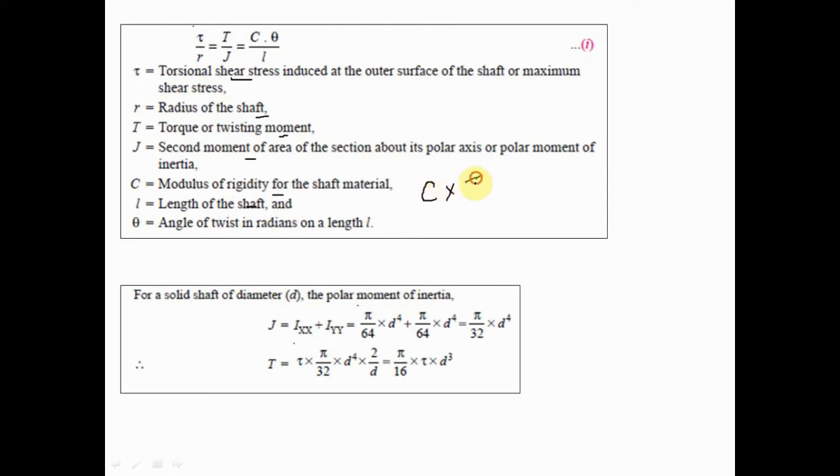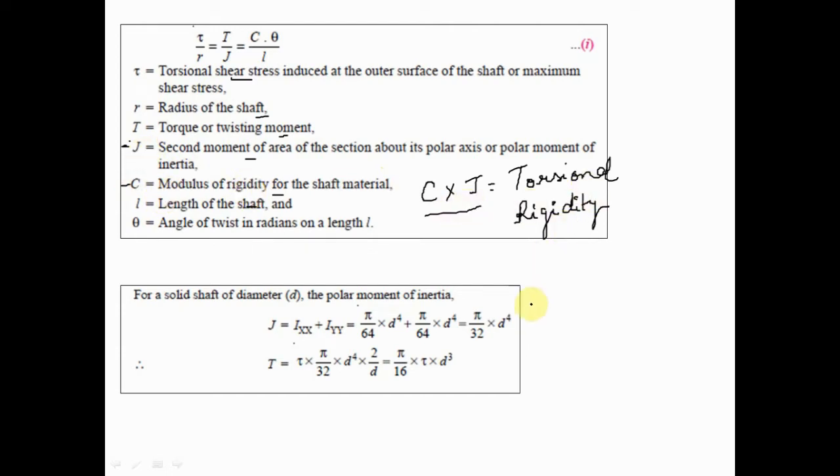So this is known as torsional rigidity. Sometimes in objective questions this is asked, so just as information I am sharing that C times J is known as torsional rigidity. So C times J, where J is the polar moment of inertia and C is the modulus of rigidity, that is known as torsional rigidity.